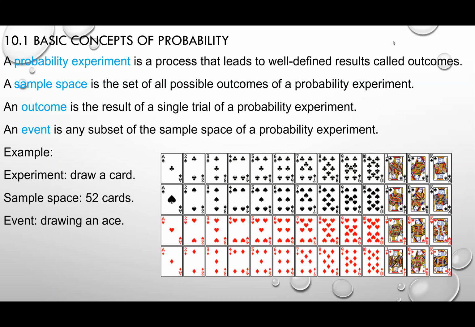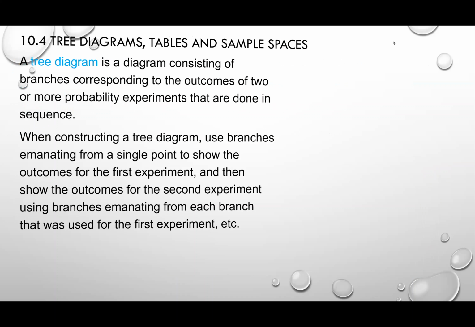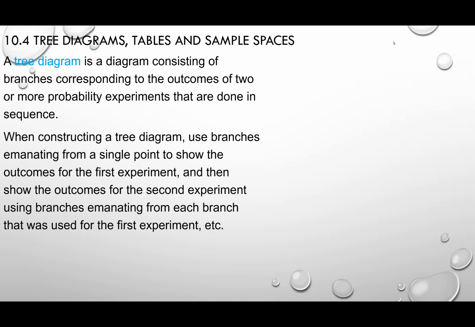The sample space is the total possible items we can have. And as you will see later, that's what the probability is. The probability is what we're looking for, over the sample space. Okay, if you look at this here, we skip to chapter 10.4.